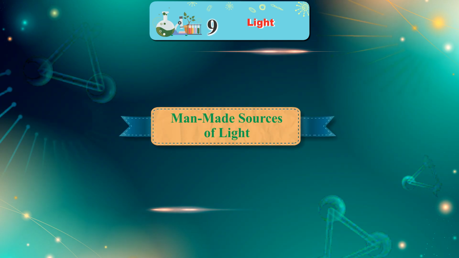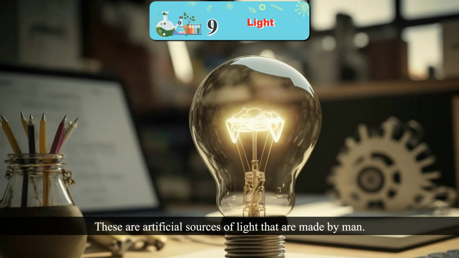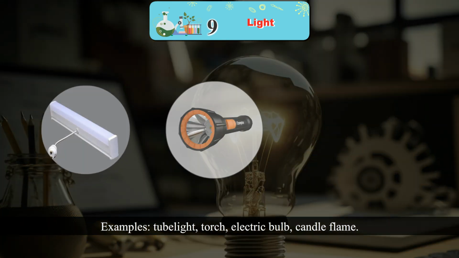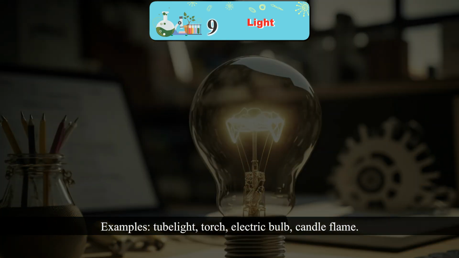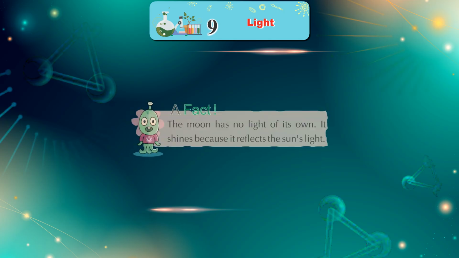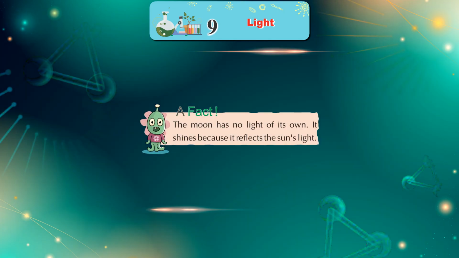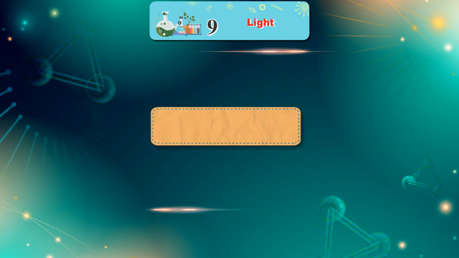Man-made sources of light. These are artificial sources of light that are made by men. Examples: tube light, torch, electric bulb, candle flame. Fact. The moon has no light of its own. It shines because it reflected the sun's light.